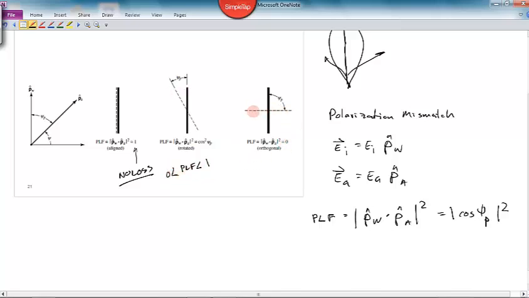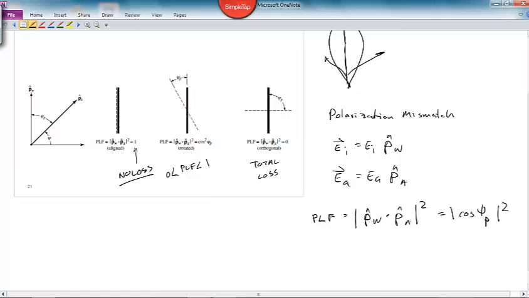And then finally, if the polarization vectors are normal to one another, the angle between them is 90 degrees, which means cosine of 90 is 0. So we get 0 squared, so we get 0. Total loss. So even if I have the same exact antennas, if I align their polarizations at 90 degrees to one another, I will get total loss. So I can cause two antennas not to see one another just by rotating their plane of polarization. So that's polarization vectors for linear antennas.